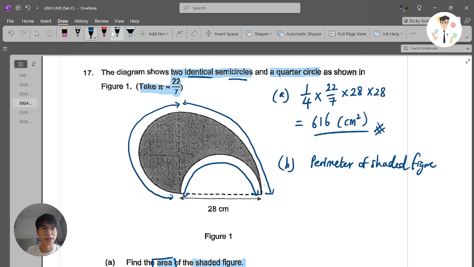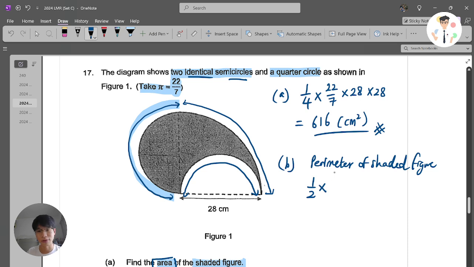But anyway, let's try to find the length here first. Okay, so the length here would be half times pi times d, right? Pi is 22 over 7, and my diameter is 28, as you can see, 28. So that is for this part. And since I want this part, I actually can times 2. And if you press in your calculator, you should get it as 88. Okay, you simplify, yeah, 88 cm. So this blue color add together is 88.